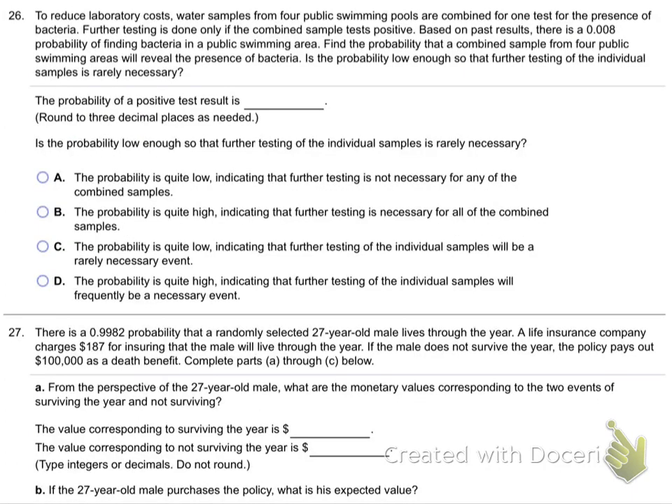All right, number 26. To reduce laboratory costs, water samples from 4 public swimming pools, it's an important number there, are combined for one test for the presence of bacteria. Further testing is done only if the combined sample tests positive. Based on past results, there is a 0.008 probability of finding bacteria in a public swimming area. Find the probability that a combined sample from 4 public swimming areas will reveal the presence of a bacteria.